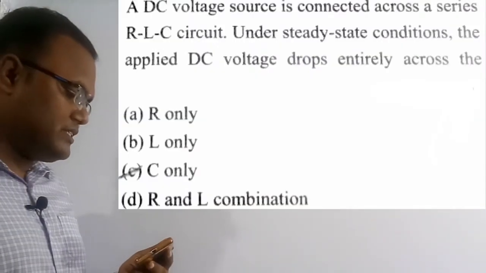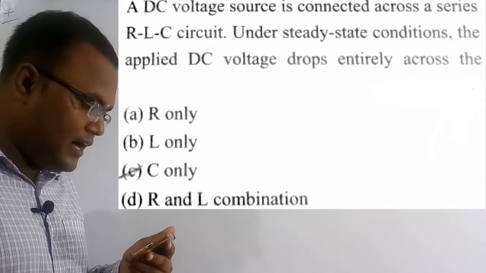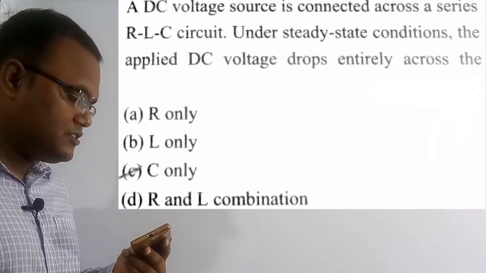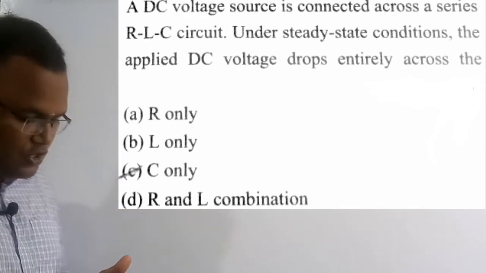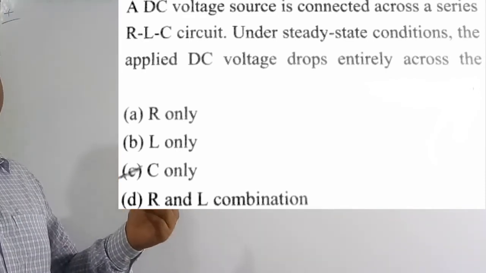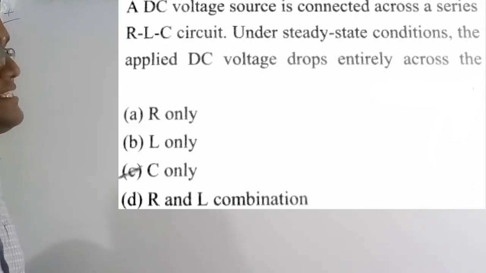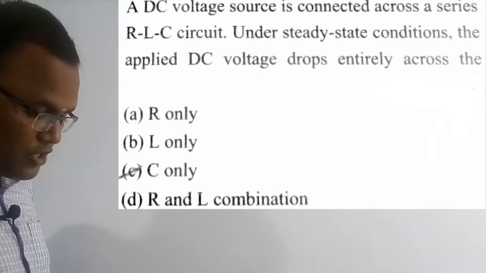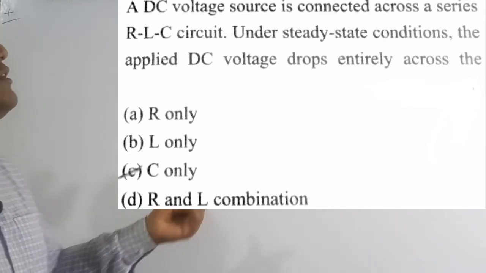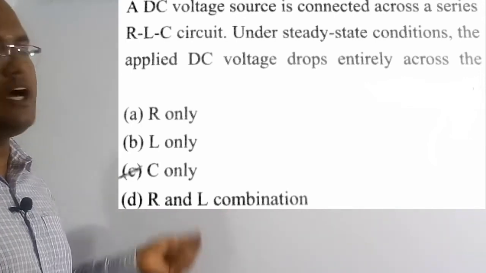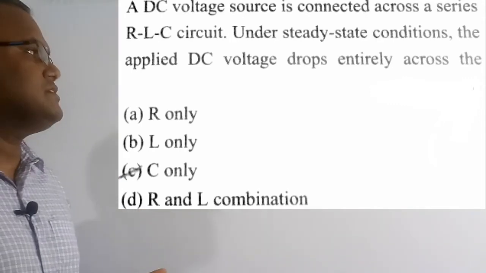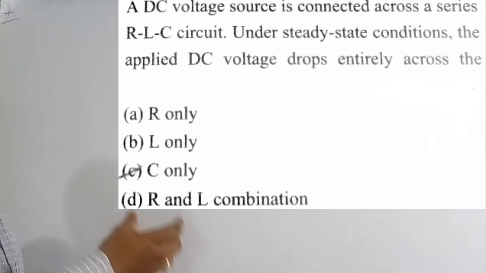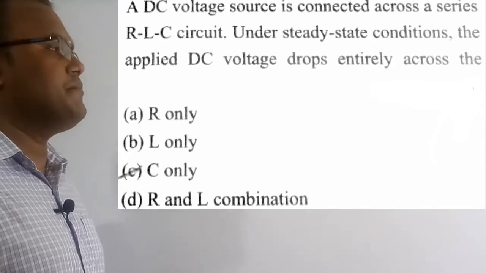Now we are going to solve the fourth question. See the question here: a DC voltage source is connected across a series RLC circuit. Under steady state conditions the applied DC voltage drops entirely across the what? We need to figure out whether the supply voltage drops entirely across the resistor, the inductor, or the capacitor. Option C is the capacitor only, meaning the supply voltage will drop purely across the capacitor itself.